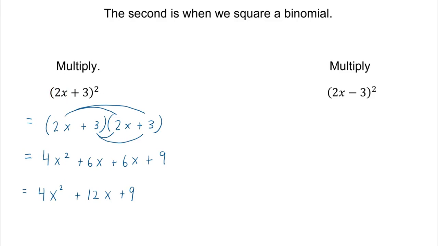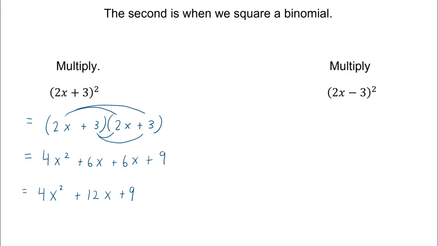Now that you know that, do you see that the last term in our answer is just the 3 squared? So to get the last term in our multiplication, all we have to do is square the last term of the binomial. So to get the first term, we squared the first term. To get the last term, we squared the last term. Now, how do we get the middle term?